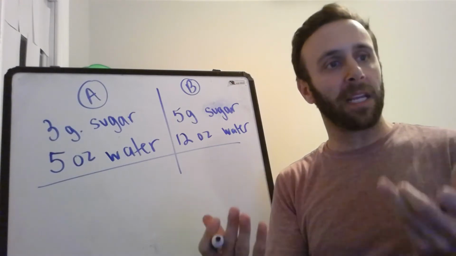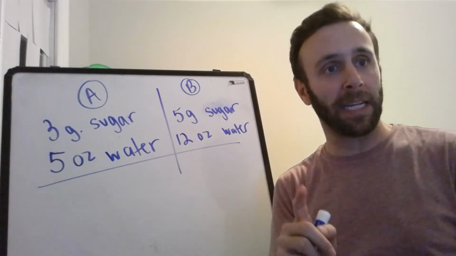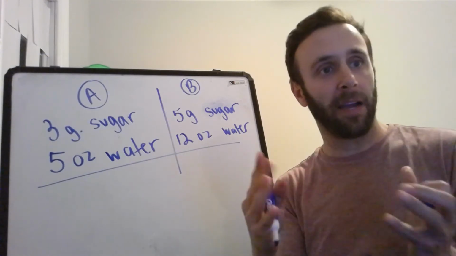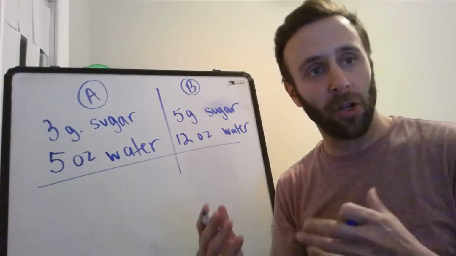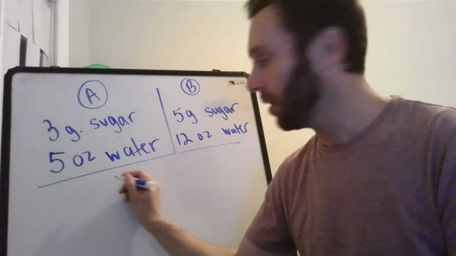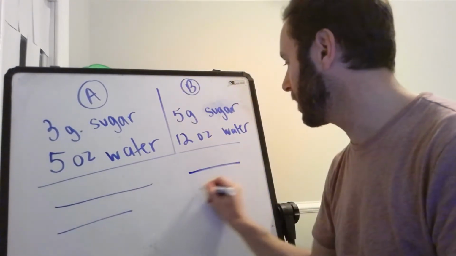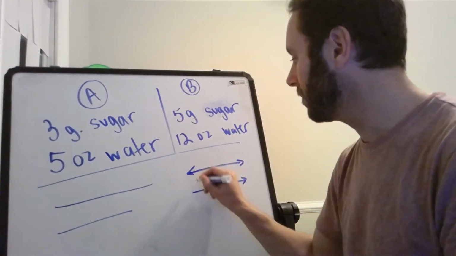Now, the easiest way to do that is what is called the unit rate. The unit rate is when you find out for 1 ounce, not for 5, not for 12, but for 1. And in class you learned how to do this using a double number line. So this will be the double number line for solution A, and this will be the double number line for solution B.